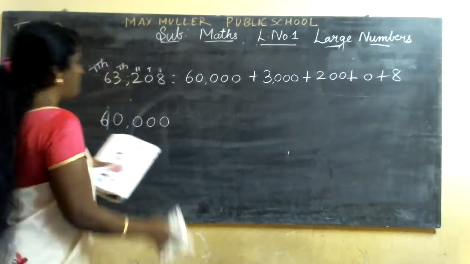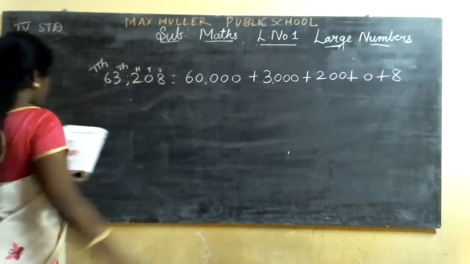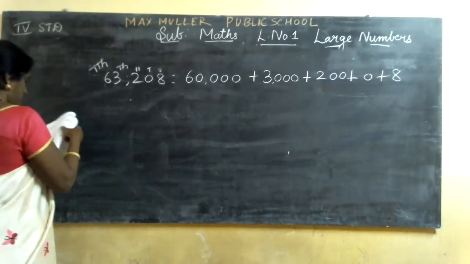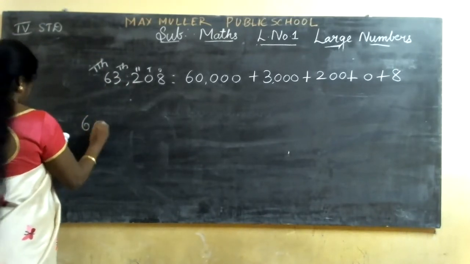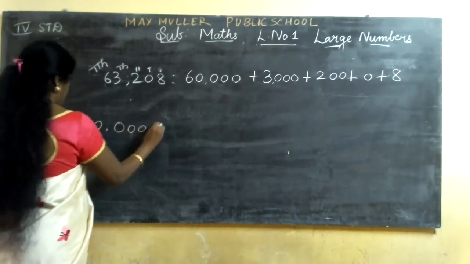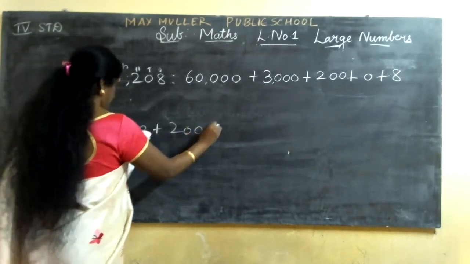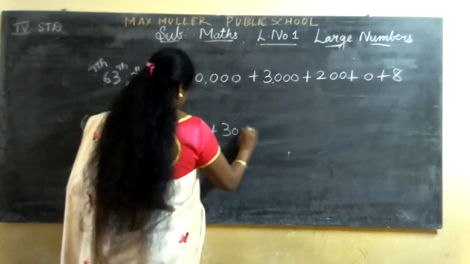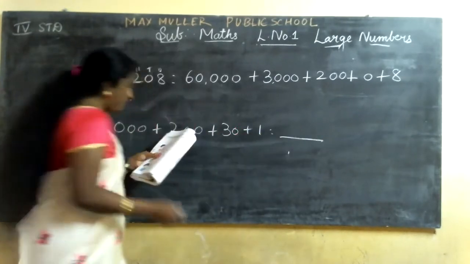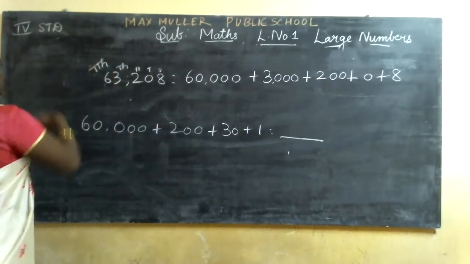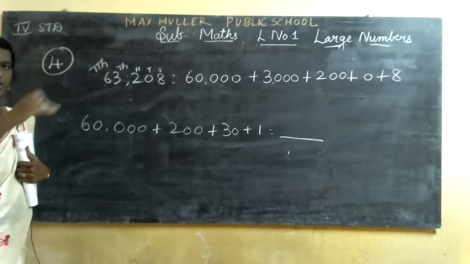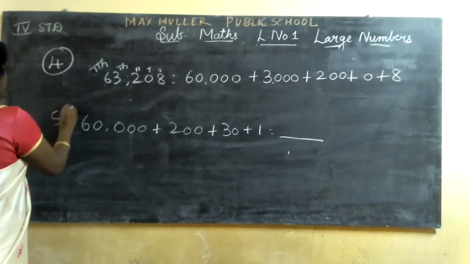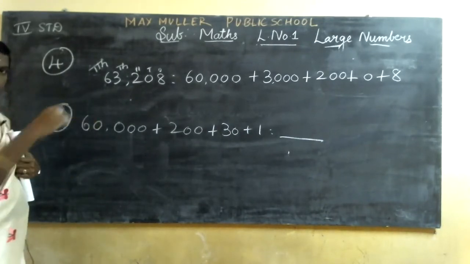Okay. So I have given only one example. Next, what shall I take here? 60,000 plus 200 plus 30 plus 1. This is the fifth main. This is the fourth main. I have given only one sum. The others you should write yourselves. One sum I will teach, and the others you should write.